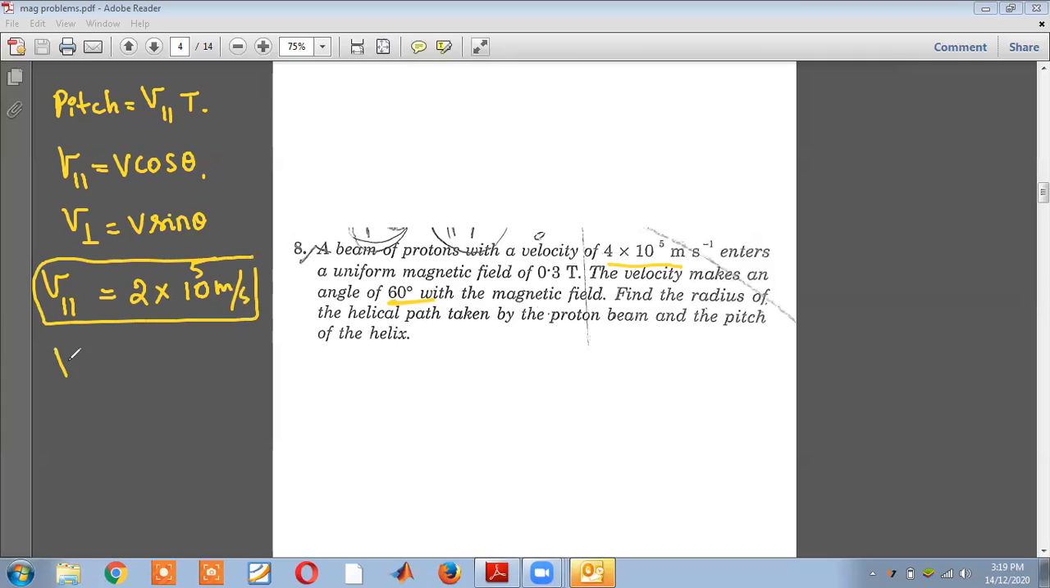So the parallel component of velocity is 2 × 10^5 meter per second. And V perpendicular is 4 × 10^5 times sin 60, which turns out to be root 3 by 2. So we are getting 2 root 3 × 10^5 meter per second.